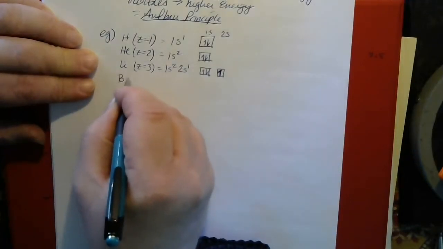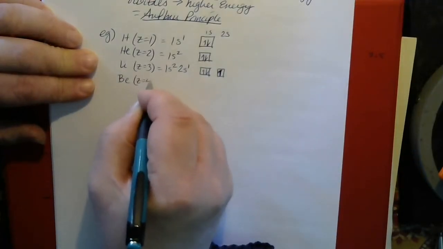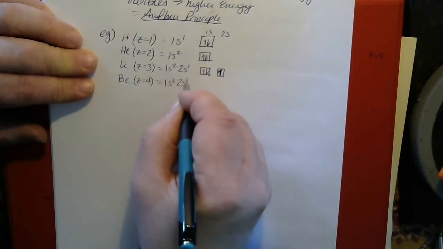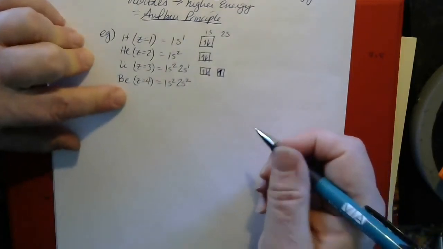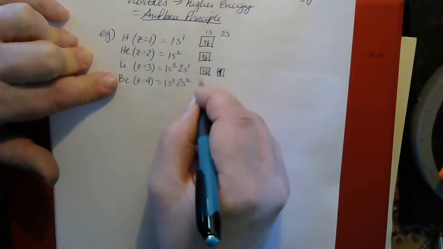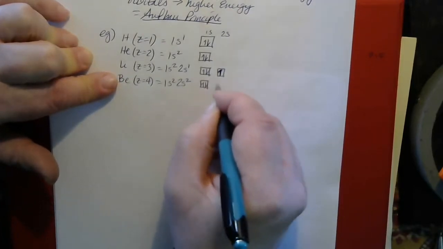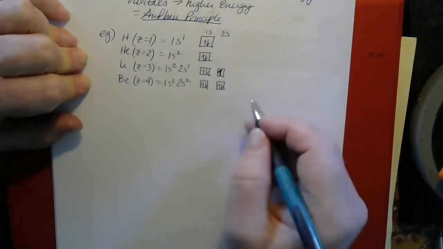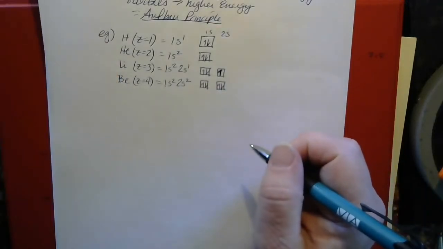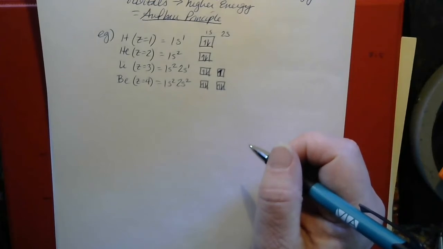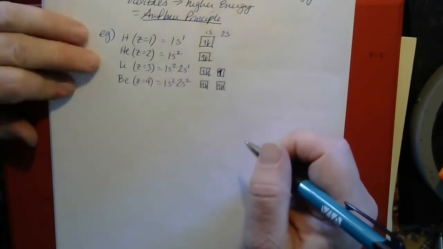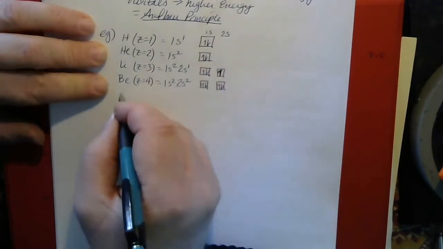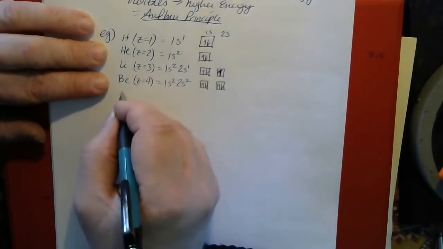We can then move on to beryllium with 4 electrons. There's a vacancy in the 2s orbital, and so that's where the 4th electron goes. And so now we have this for an electron configuration.